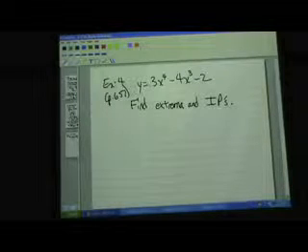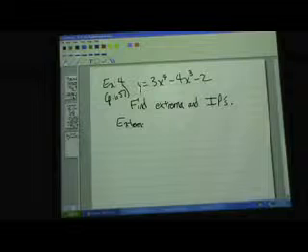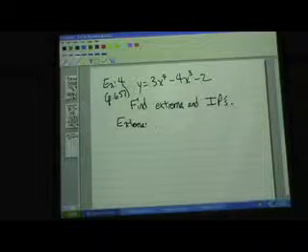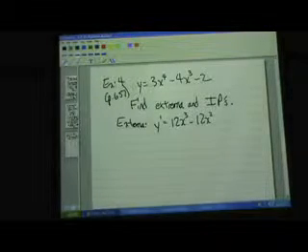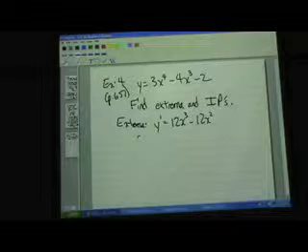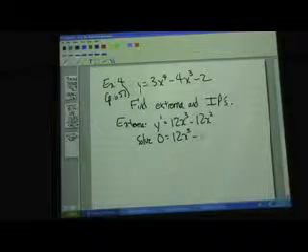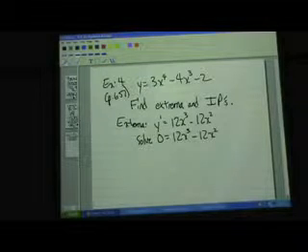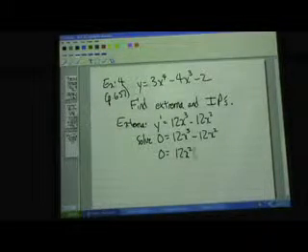Alright, when it comes to the extrema, it's all about the first derivative. So let's start by finding the first derivative. First derivative of this is 12x to the third minus 12x squared. Oh look, the 2 disappears. And now I need to solve this equals 0. You're going to have to do some factoring on these. This one's pretty easy. You can factor out a 12x squared.